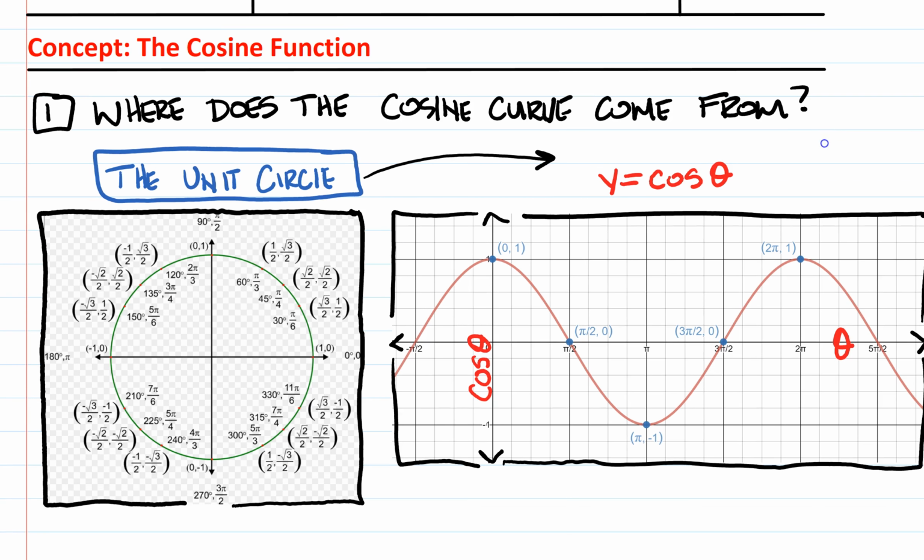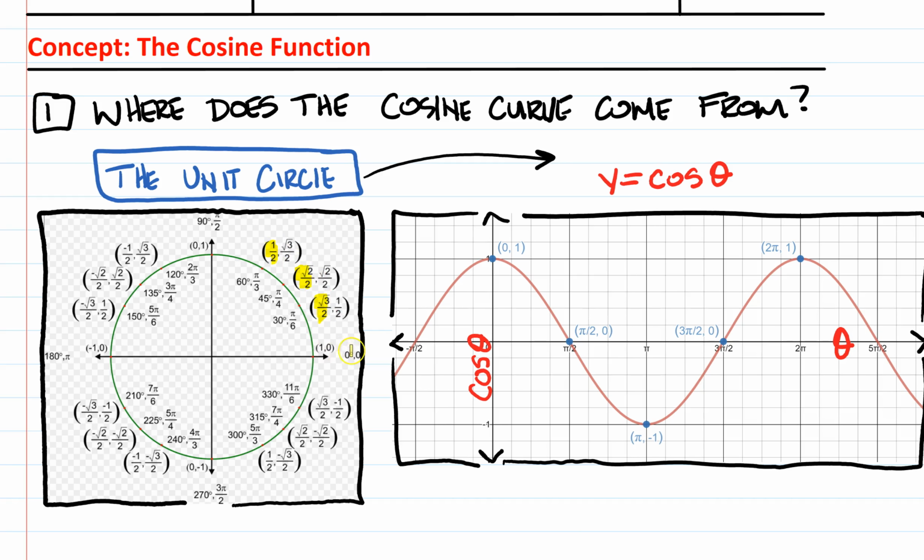So box number 1, we're talking about where does the sine curve come from. You will remember that the sine curve came from the unit circle, so it must be true that the cosine curve also comes from the unit circle. Let's also remind ourselves that the cosine curve is all of the x values in all of these points around the unit circle.